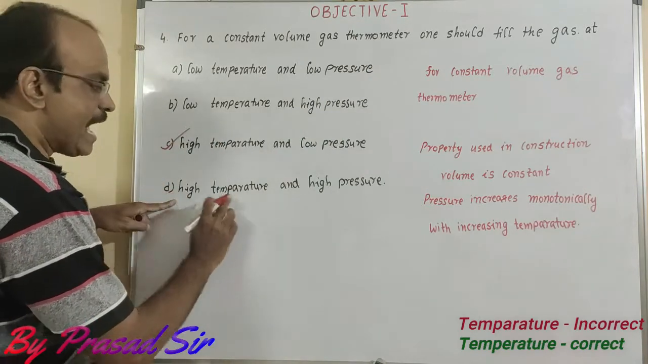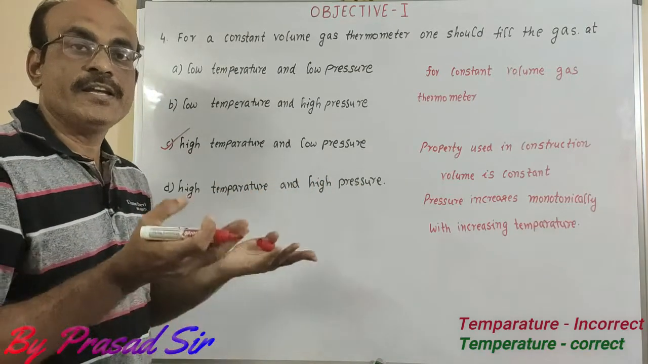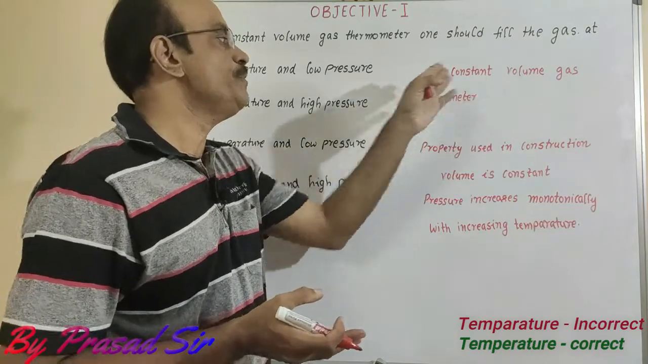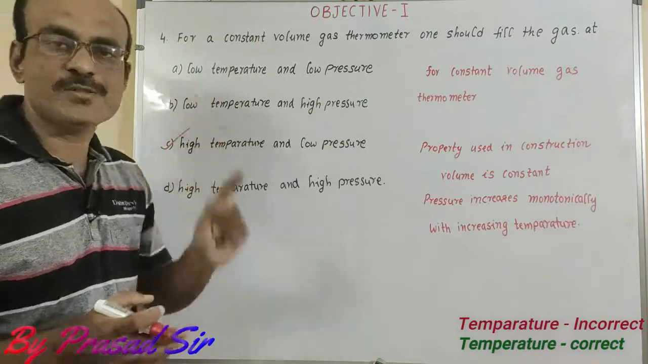We will check D, high temperature and high pressure. So both are taking high pressure and high temperature. It is possible to obey this property in the construction of a constant volume gas thermometer. So the only option D is correct for this question.